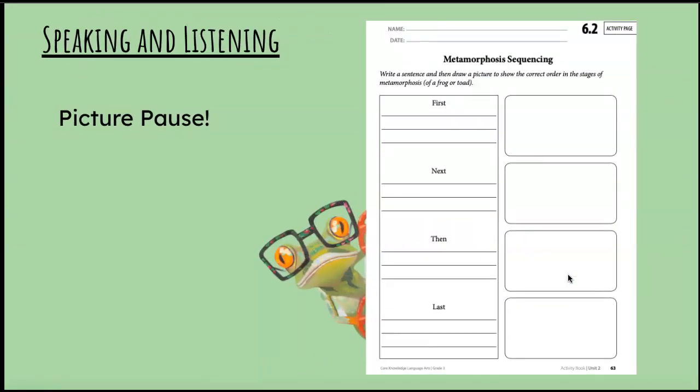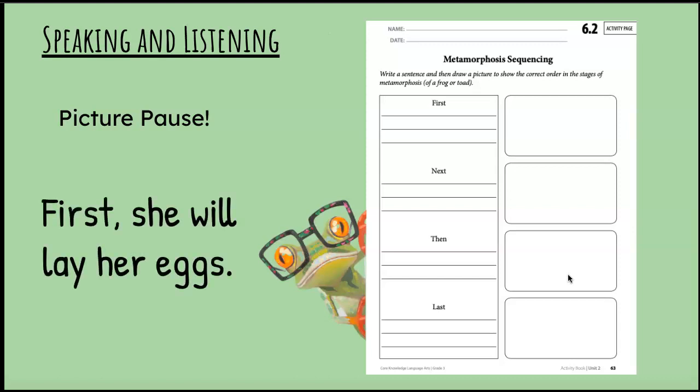So we're going to take a picture pause here, and you need to get activity book 6.2. We heard a clue word, and it said a signal word. It said, first, she will lay her eggs. So that is what you're going to write in the box that has first. You're going to write, first, she will lay her eggs. Go ahead and write that.